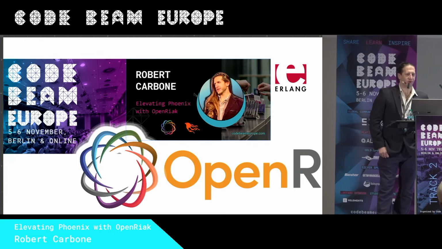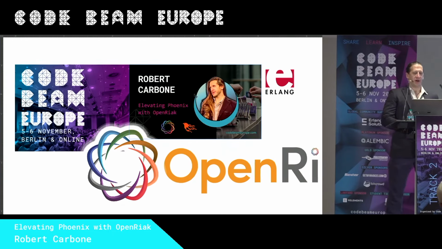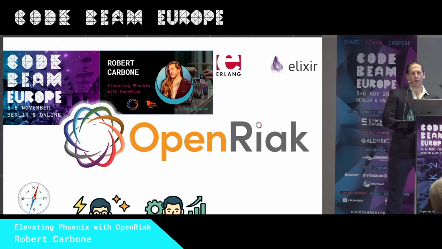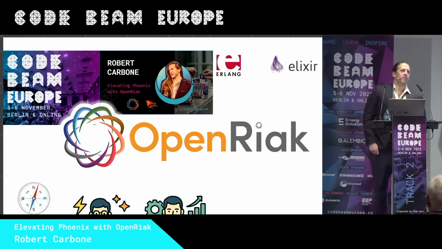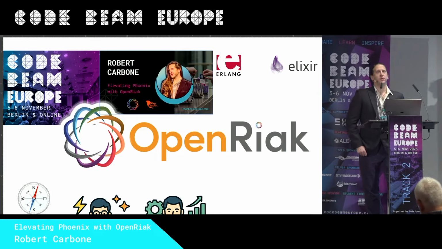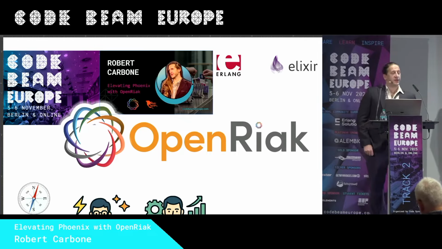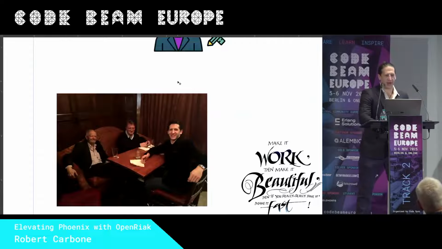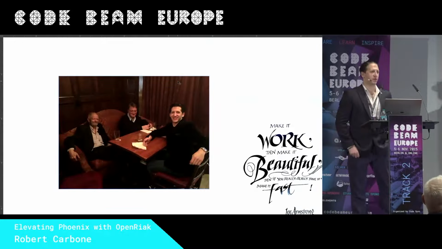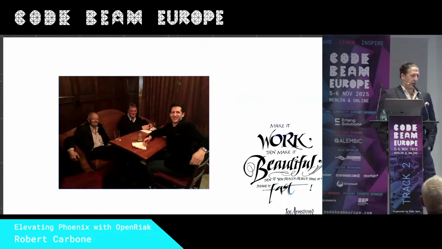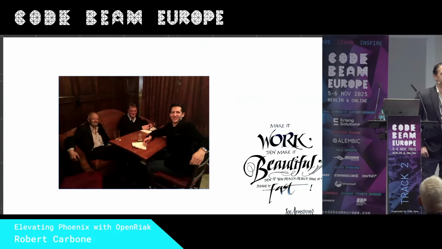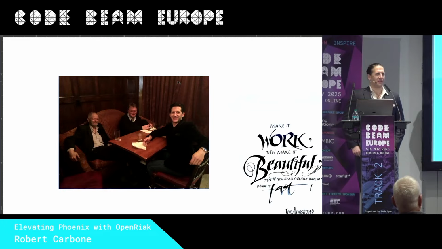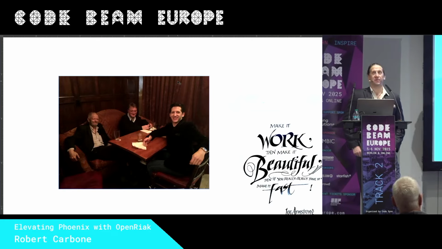My name is Robert Carbone, and I will be talking about OpenRiak. Ideally, when I started, this is my 10th anniversary of Erlang programming. I started my journey back when I went to San Francisco for the first time, and I met Joe Armstrong. And Elixir was just coming out. Elixir was a baby girl at that point, and carried on a whisper to where we are today.